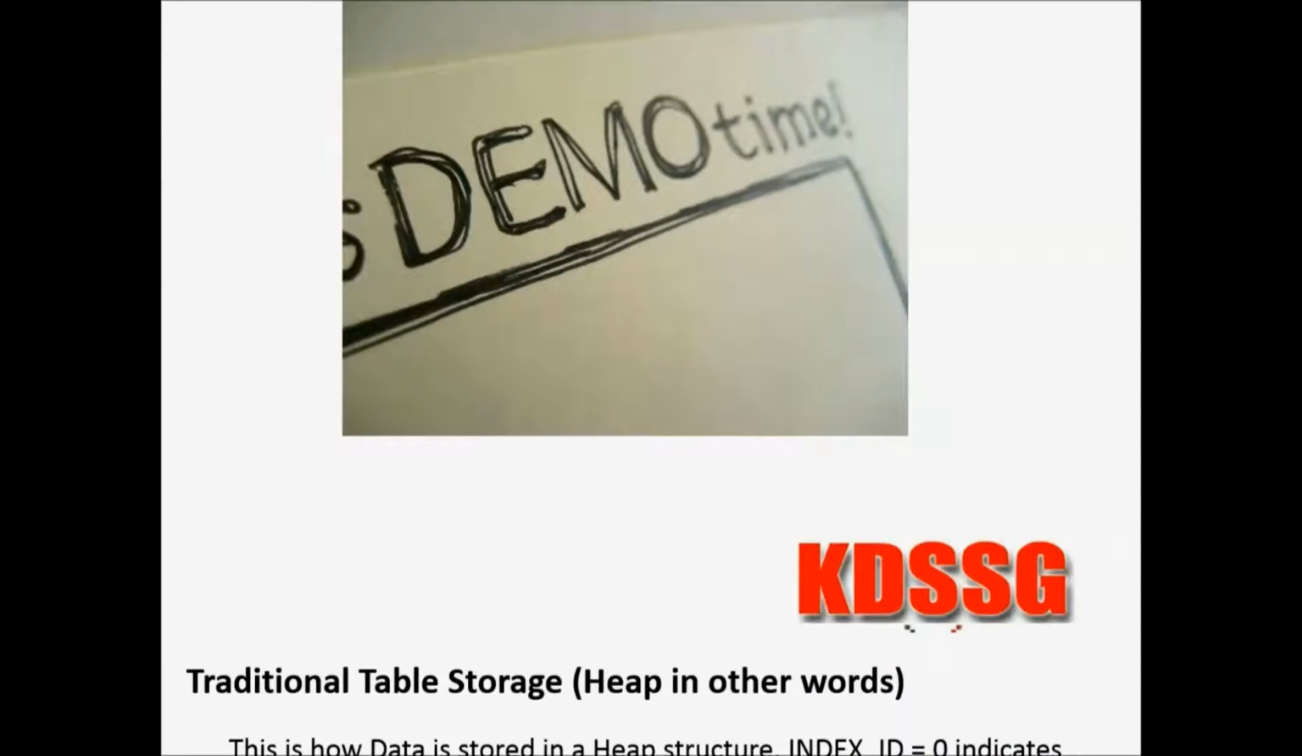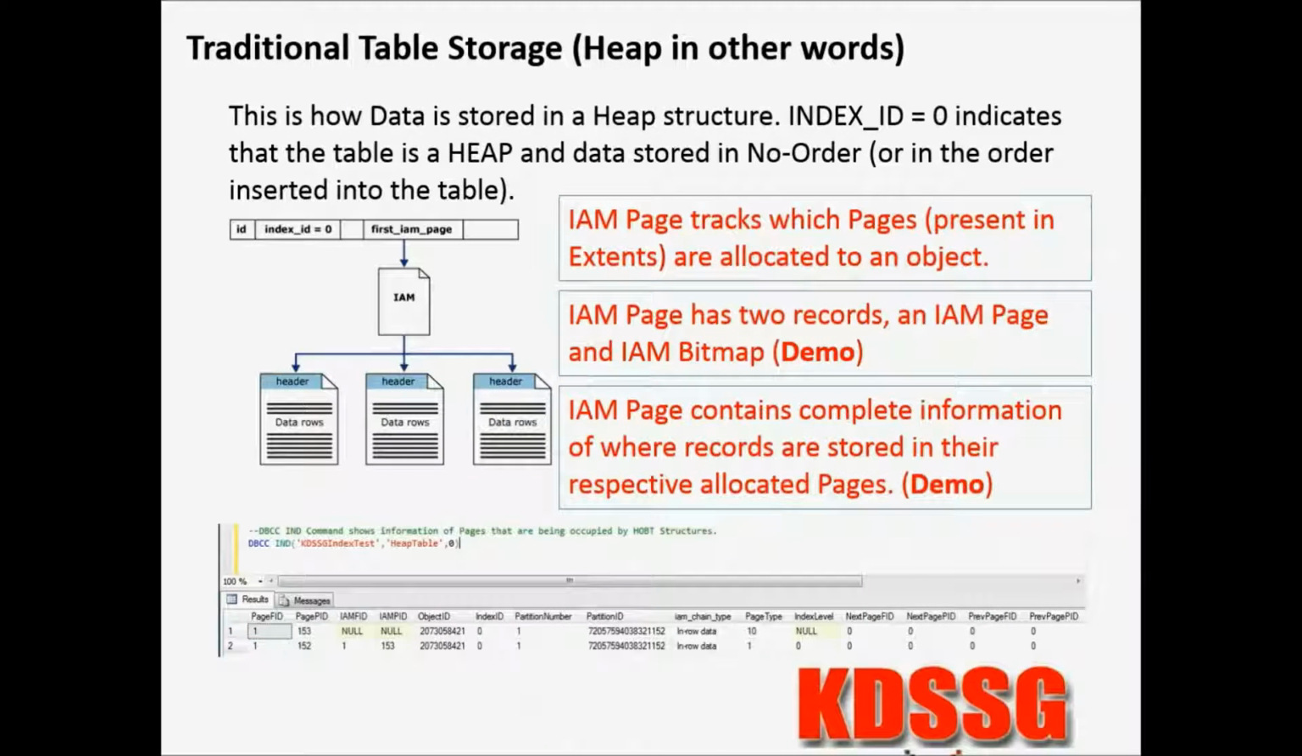In the slide, this is where we stopped last. This is the same thing we're going to talk about in the next demo. The first content I'm going to talk about is heap. Our focus for the next 10-15 minutes is going to be heap again, how data is stored inside a heap. Whenever I say data is stored inside a heap, that means index ID equal to 0. Index ID equal to 0 means a heap.